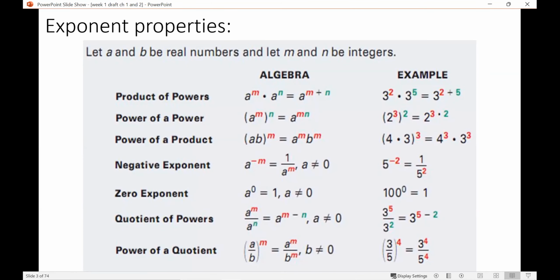Here is a list of all the exponent properties. Once you really understand what exponents mean, then using this list of properties is not something you have to memorize.